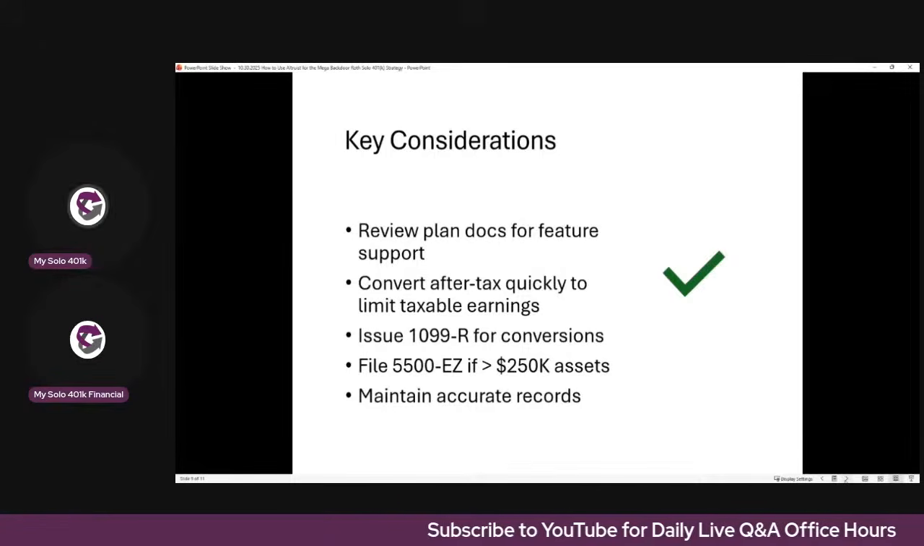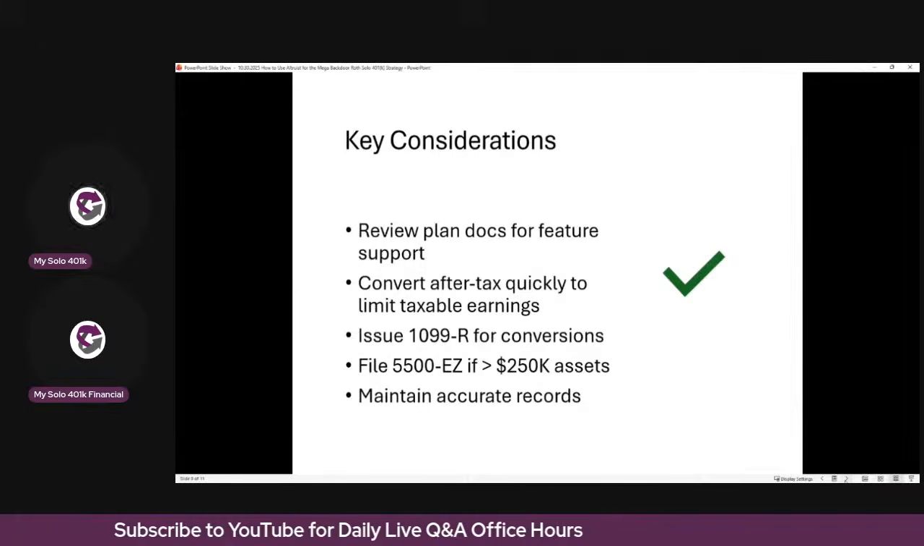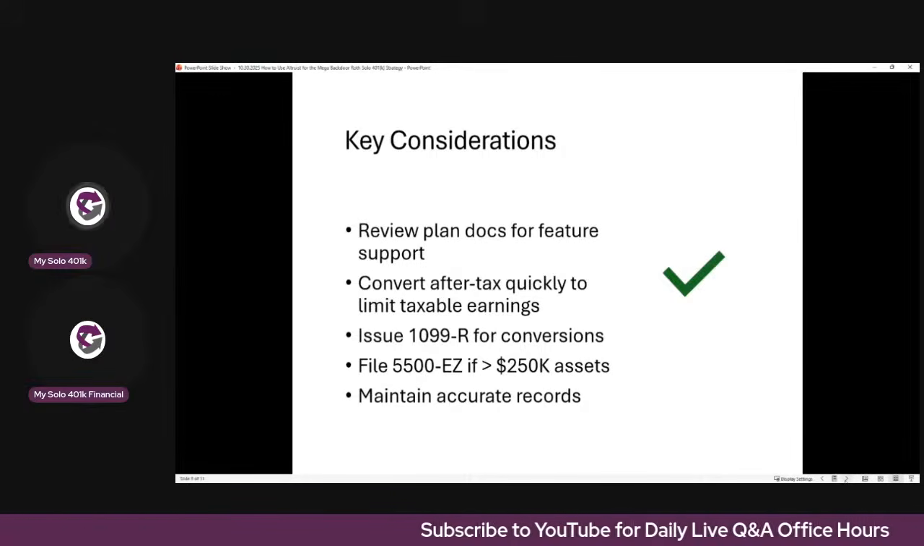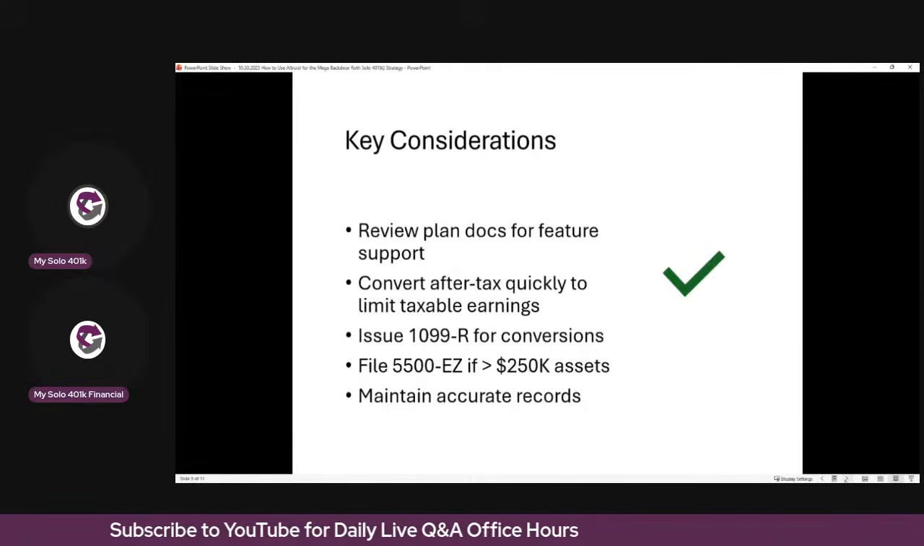Key consideration, again, is issuing the 1099-R. We make it easy. You just have to let us know. You can do it 24/7 on our website to give us the information we need to put the plan in the queue to prepare the 1099-R. Of course, maintaining accurate records, file 5500-EZ once the value exceeds $250,000.